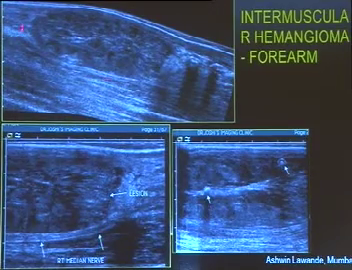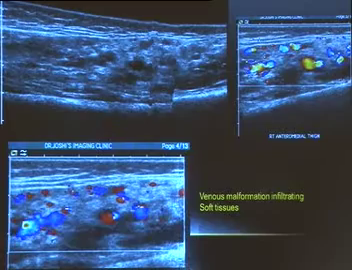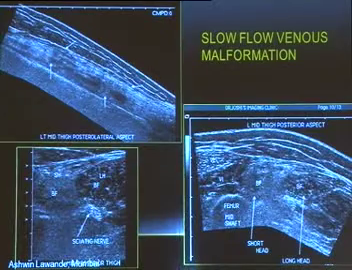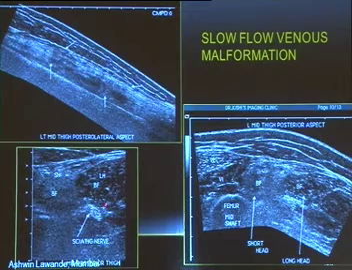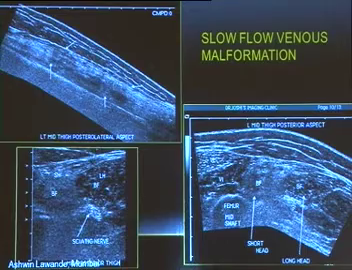We can tell, again, this is just a large intramuscular hematoma, and more venous vascular malformations. Again, slow flow venous vascular malformations. You can actually tell small little echogenic foci within it, which are the calcifications within these lesions.